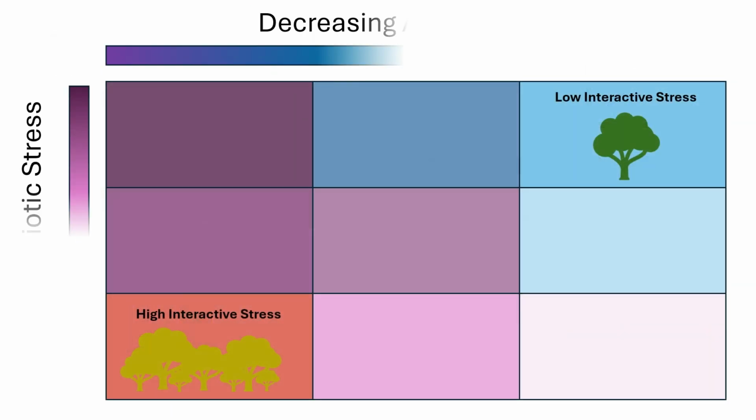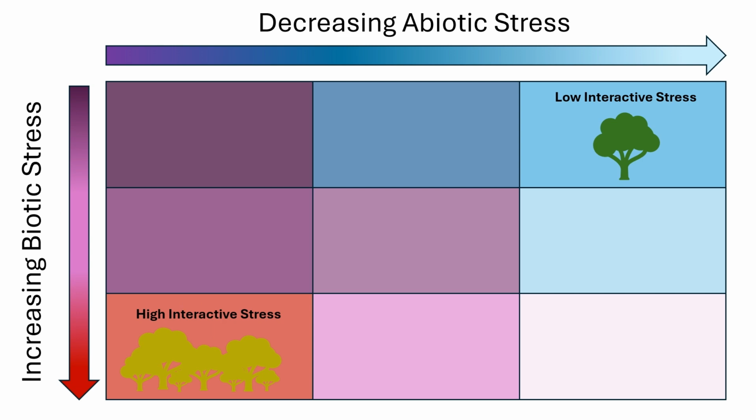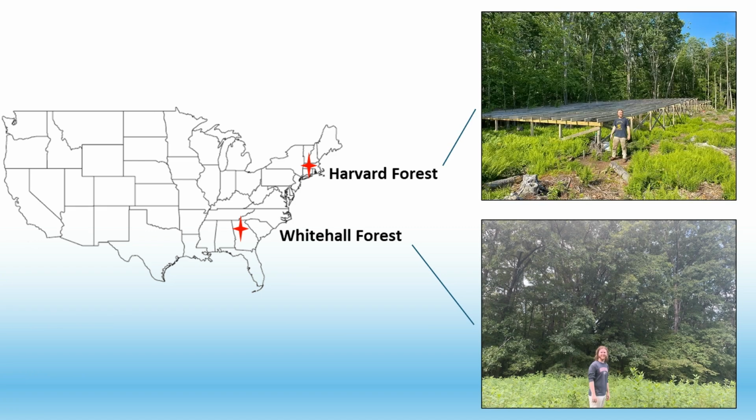In a large-scale experiment, I'm planting tree seedlings at different levels of biotic and abiotic stress from Whitehall Forest in Georgia to Harvard Forest in Massachusetts to see how these seedlings respond to interacting stressors when they are within their native range versus beyond it.